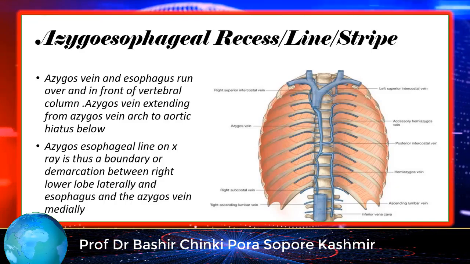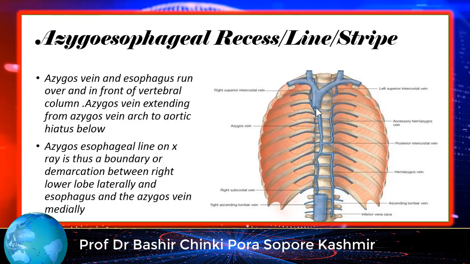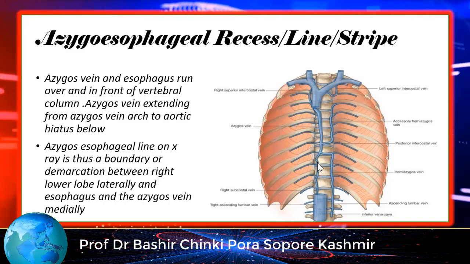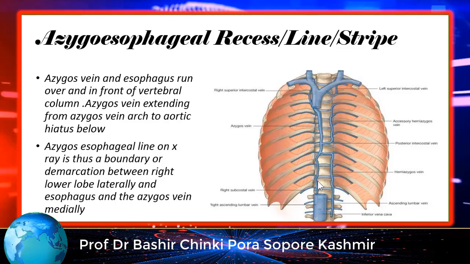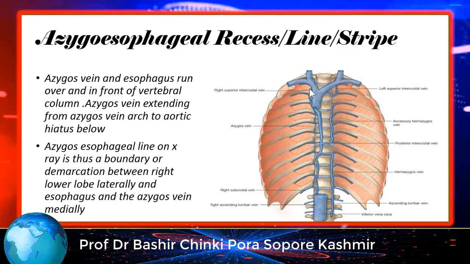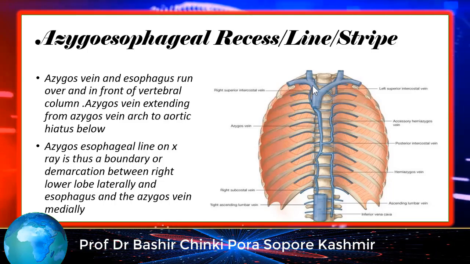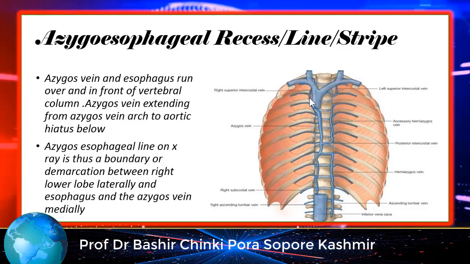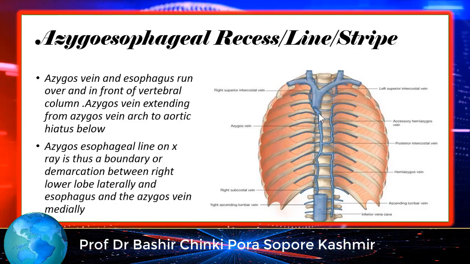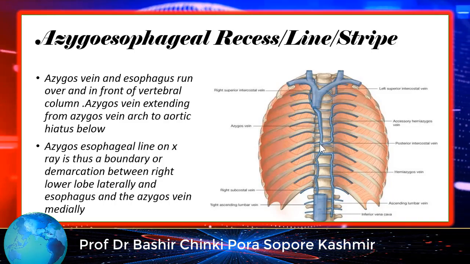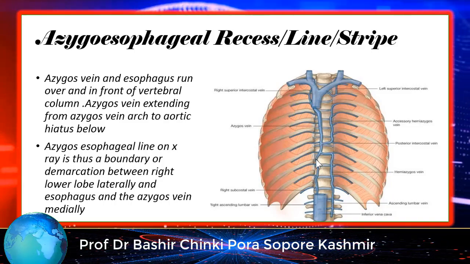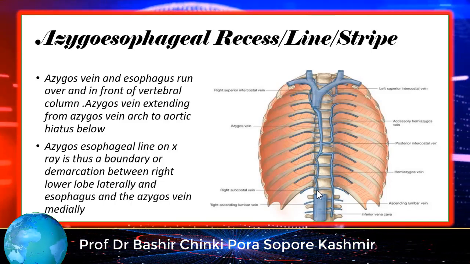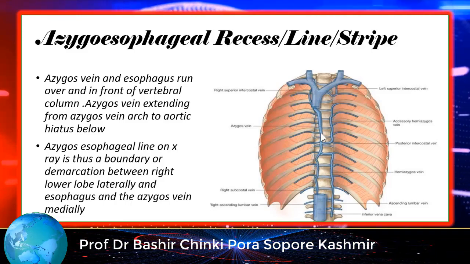And here you can see this azygos vein runs vertically over the vertebral column, and it extends from the azygos vein arch. So this is azygos vein arch here. Then it courses slightly obliquely, then it goes vertically downwards below the hiatus, below the aortic hiatus. So you can see clearly this is the azygos vein.